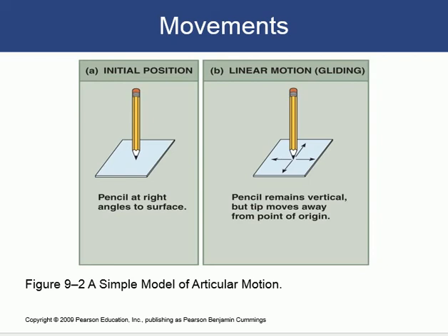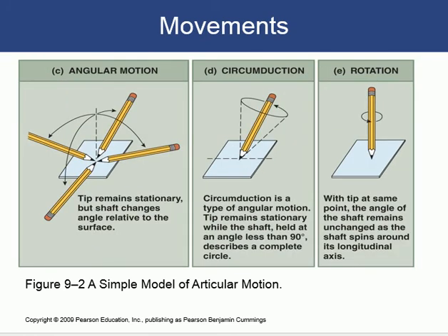Okay, this is linear, you're going along the line, gliding. This is one. And in this part, what I want you to know is examples. Give me an example of linear movement, gliding. Give me an example of angular. Give me an example of circumduction. Which joint can do circumduction?